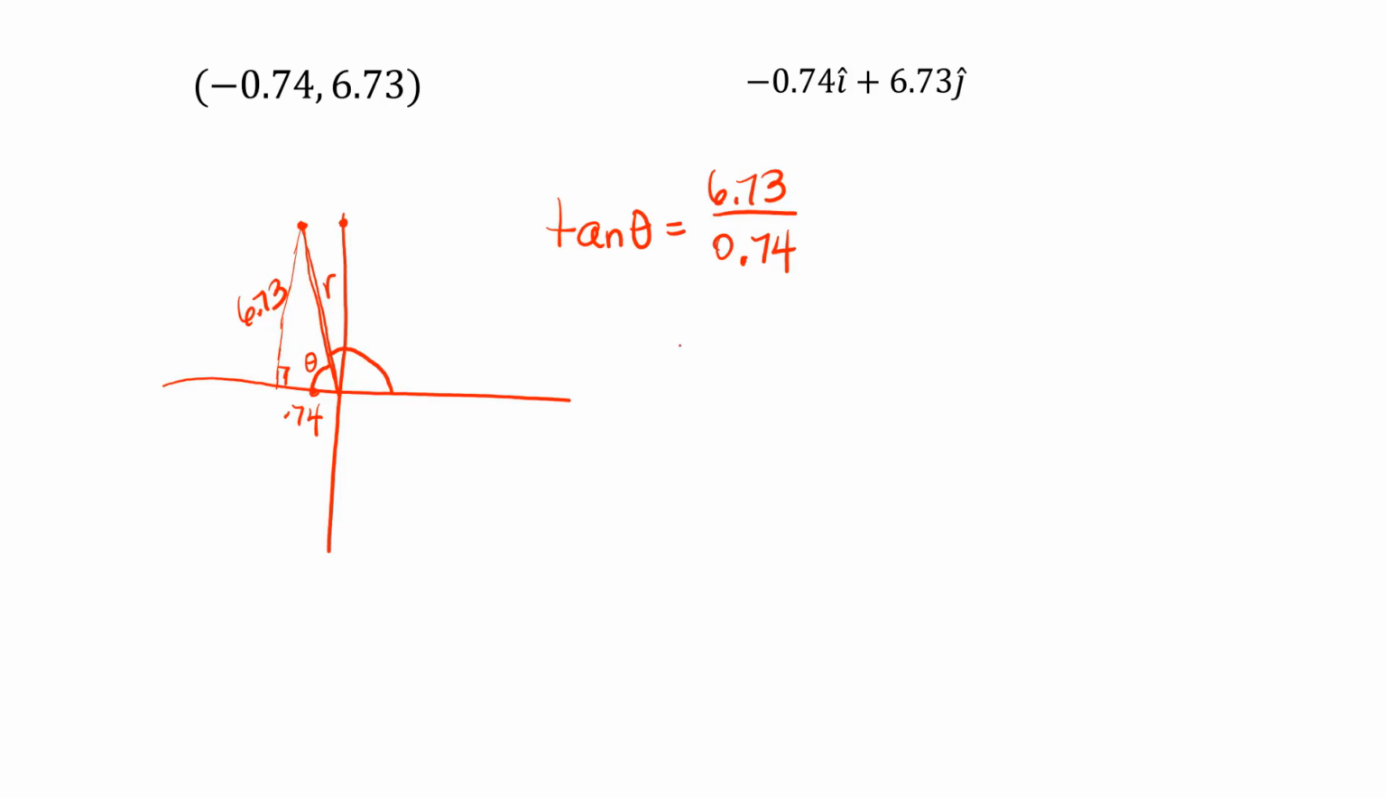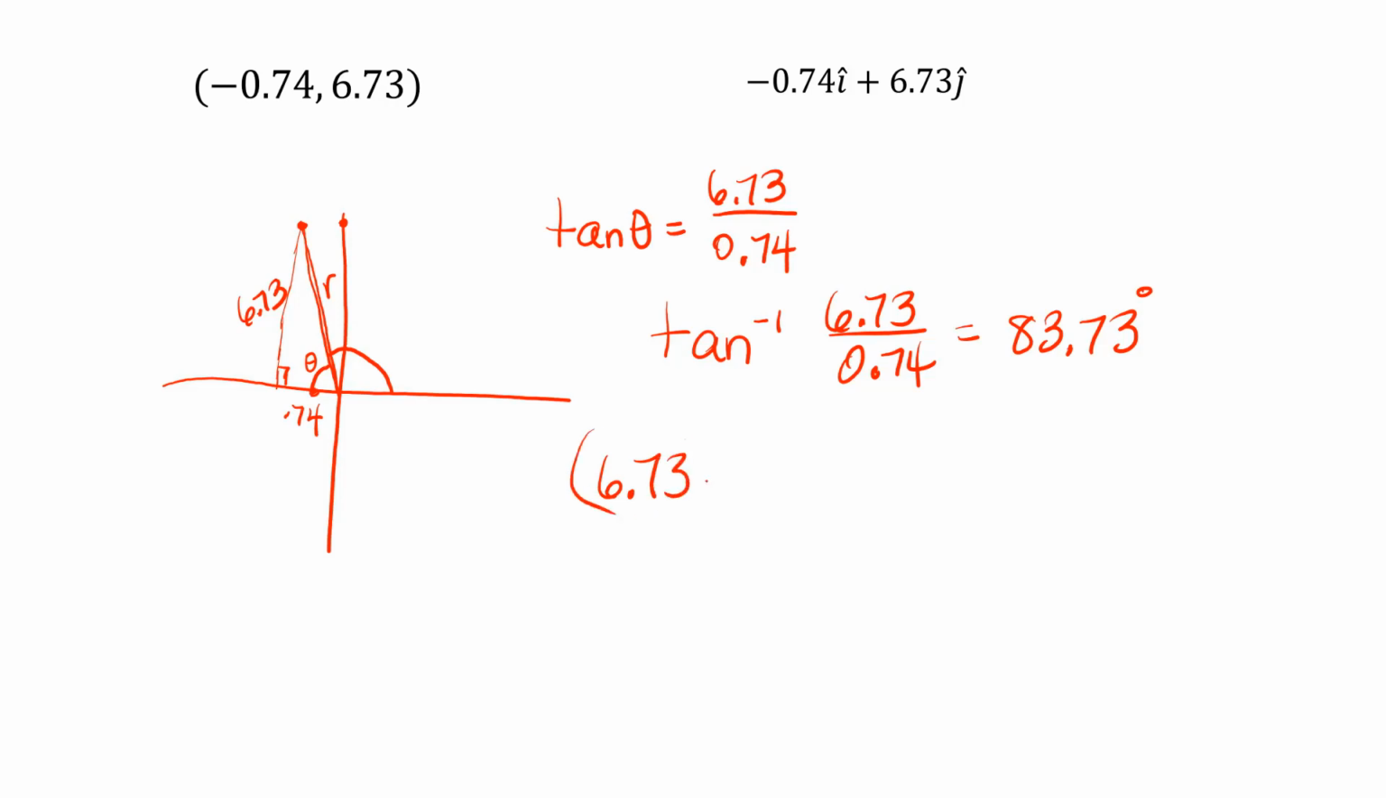So if we do, like I just said, inverse tangent of 6.73 over 0.74, that is going to give me theta, which is about 83.73 degrees. So I've got my theta. Now I need to find my r, and to do that I just use the Pythagorean theorem. So 6.73 squared plus 0.74 squared is equal to r squared. So punch that into your calculator.